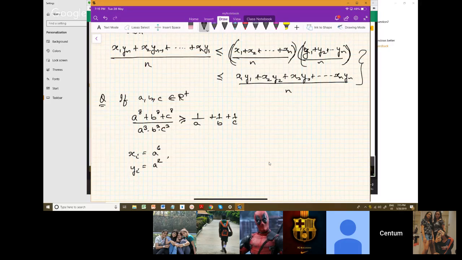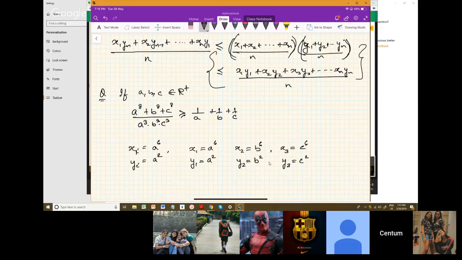And similarly, x1 you can consider a to the power 6 and y1 is equal to, let us say, a squared. Similarly, x2 is b to the power 6 and y2 is equal to b squared. And then third, x3 is equal to c to the power 6 and y3 is equal to c squared. Now check this part of Chebyshev's, the right hand side, the two extremes.